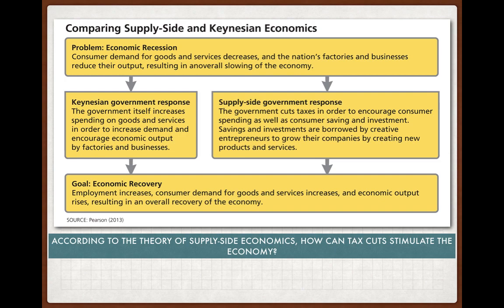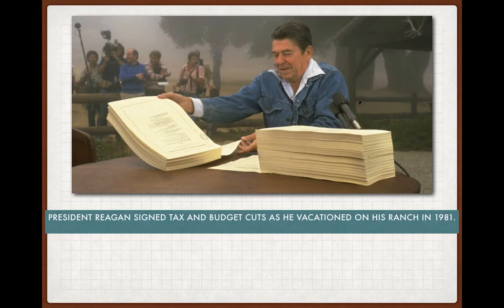The supply side would say the government needs to cut taxes. That will encourage consumer spending as well as consumer saving and investment. Savings and investment are borrowed by creative entrepreneurs to grow their companies by creating new products and services. The goal for both is an economic recovery. It has mixed results. There are people who are huge fans of supply side and people who are huge fans of Keynesian. It just sort of depends on what your economic preference is as an economist.